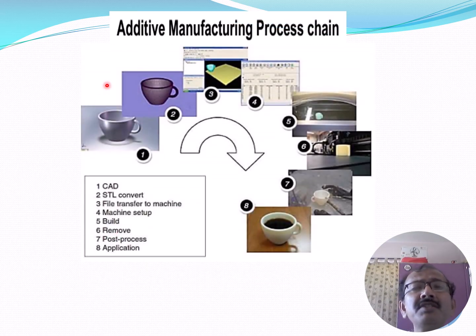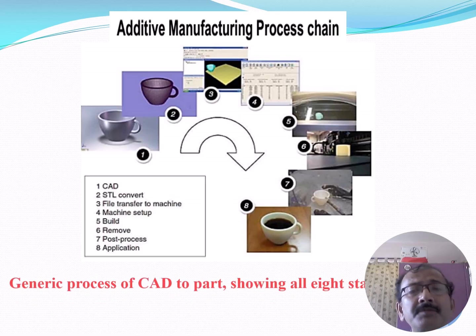Now the additive manufacturing process chain. So this is the process chain. There are 1, 2, 3, 4, 5, 6, 7, and 8. So 8 processes. First, number 1, that is the CAD model. From the CAD model, the STL converter. Number 3, the file transfer to machine, setup, build, removal, post processing, and application. Sorry, there are 8 steps. I will discuss those 8 steps one by one.